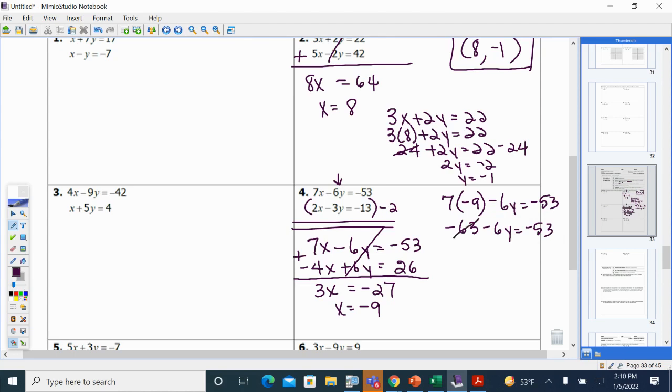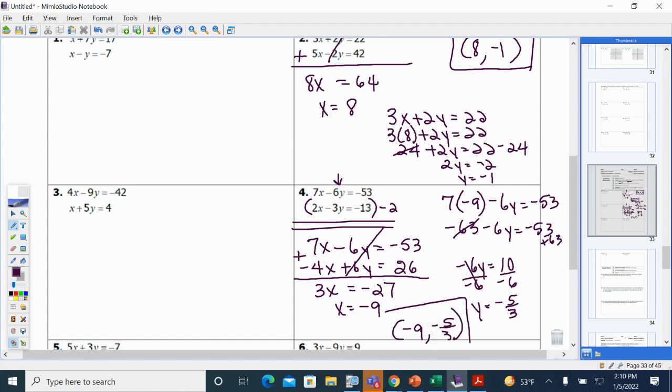And then we want to add that 63. Negative 6y equals, that's going to be positive 10. And then 10 divided by negative 6 is not going to go evenly. So we're just going to leave it a fraction. y equals negative 5/3. So my answer here is negative 9, negative 5/3.